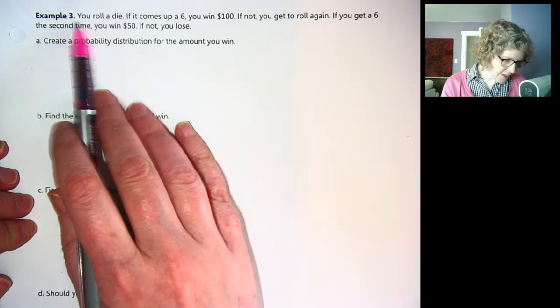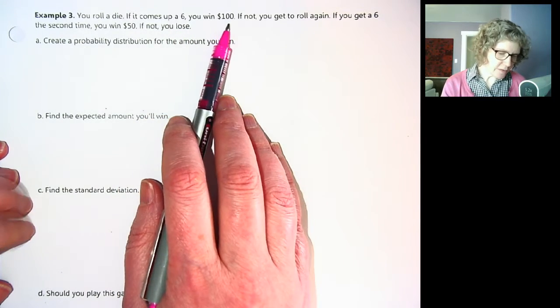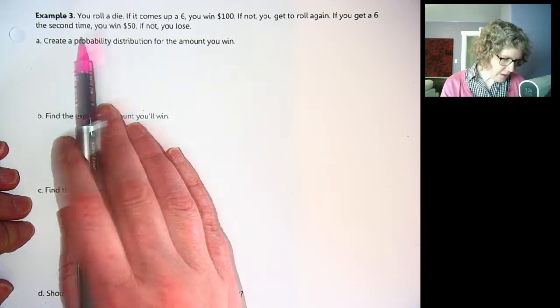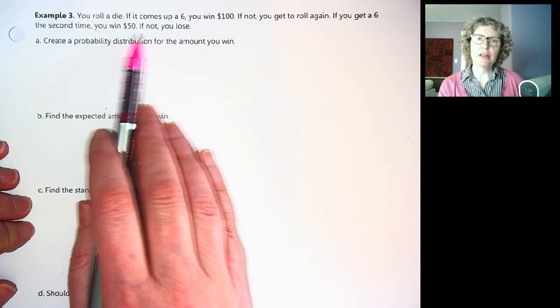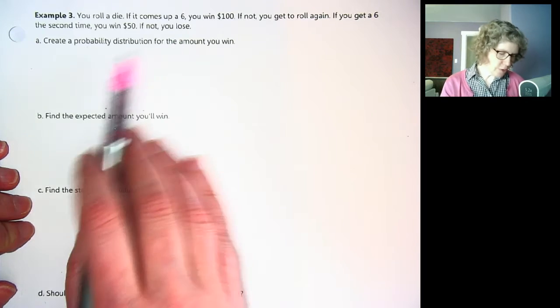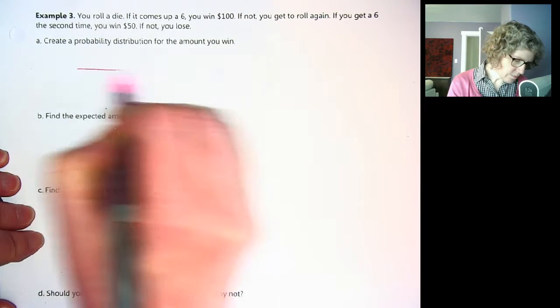It says you roll a die. If it comes up as 6, you win $100. If not, you get to roll again. If you get a 6 the second time, you win $50, but if not, you lose. Okay, so we need to make this probability distribution table, and we're going to have 2 rows.